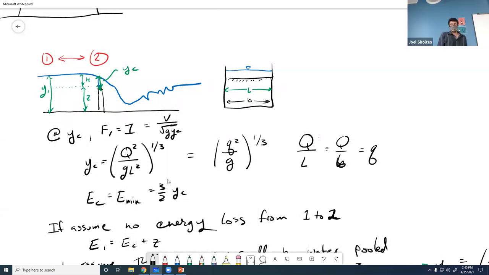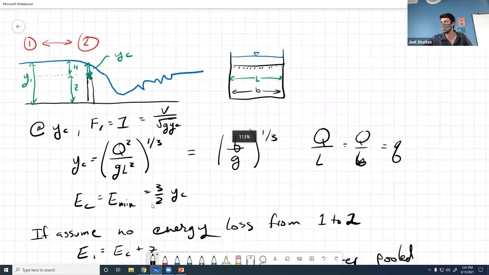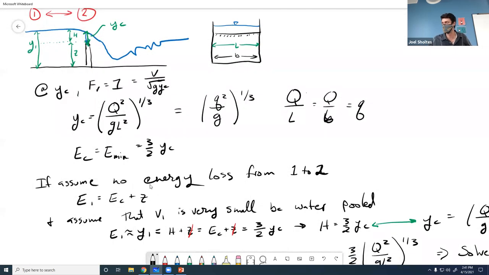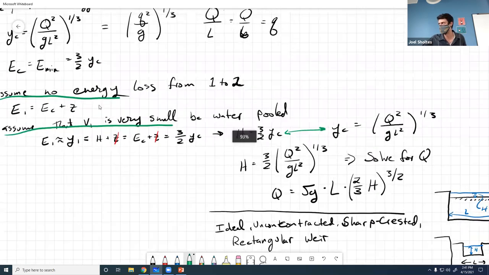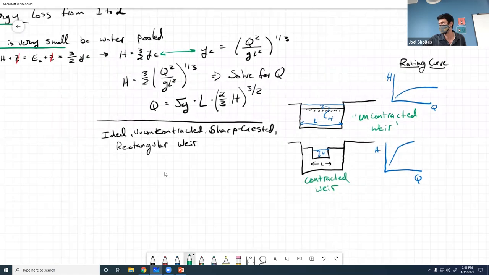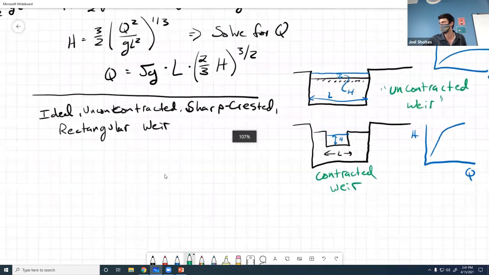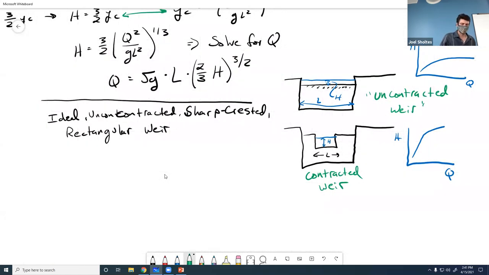Velocity. Yeah, so that's great. So we assumed that there was no velocity head. And we also assumed that there was no energy loss, remember? So these were two big assumptions that we made. So that's what makes this ideal. And weirs are not ideal in reality, so we want to be able to account for that. Which means we end up with a weir coefficient, but we'll talk about that in a minute.